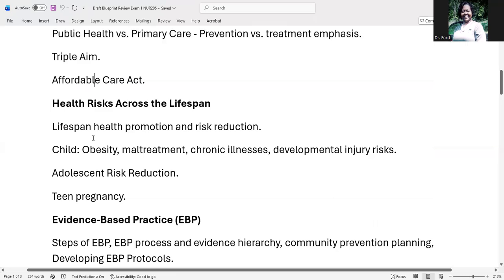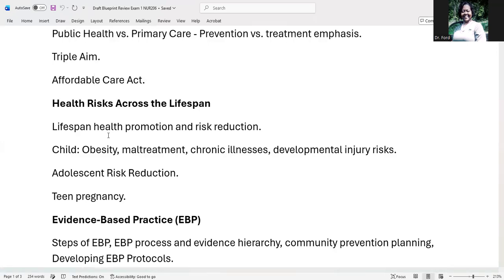So we do want to think about the lifespan when we're trying to promote health, because at our best and at our worst, we want to prevent any injuries or disease from happening. So that means that we want to reduce those risks, decrease those risks. And how do we do it? Our foundation is primary intervention. We provide the education for health promotion.